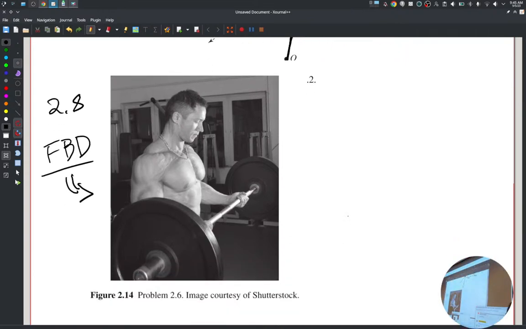All right, so we got muscles here. We want a free body diagram of the barbell, not the person, just the barbell. At least this is what the problem, I'm restating the problem, because I just grabbed the image. So it's asking, what would be the free body diagram of that barbell?